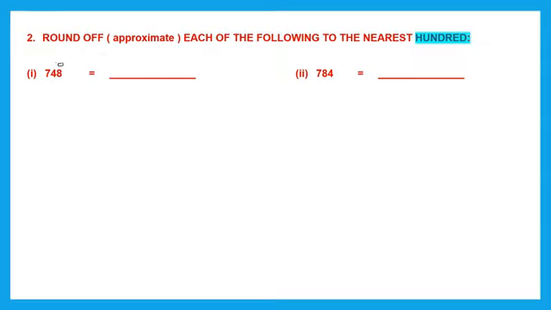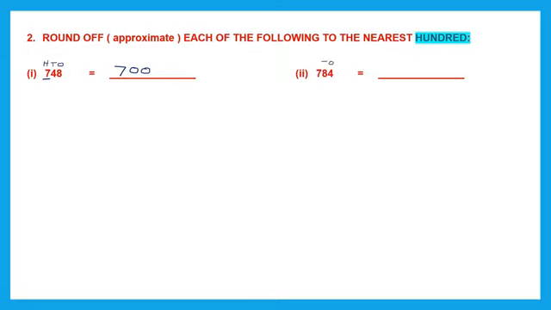So this is ones, tens and hundreds. The digit in the hundreds place is 7. Now let's look at the digit to its right. It is 4, which is less than 5, isn't it? So if that digit to the right is less than 5, then the underlined digit remains the same. That means 7 will remain the same and all the other digits to the right will be replaced by zeros. So we've got 700.